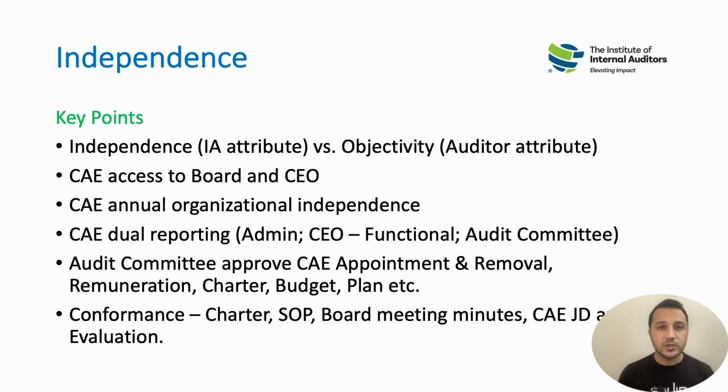So to make the internal audit department more independent, the rule of thumb is that it should report to a higher authority, which means to board members or to a committee. We normally call it the audit committee of the board. So this is a very important element of independence.